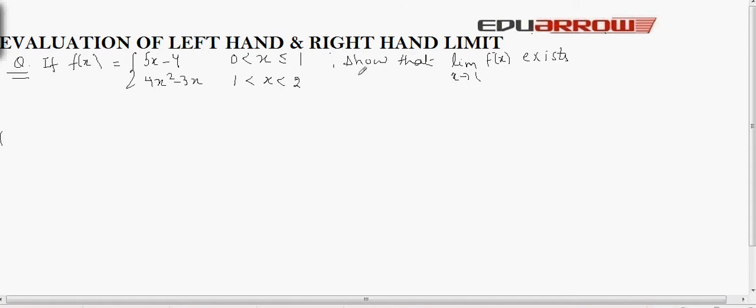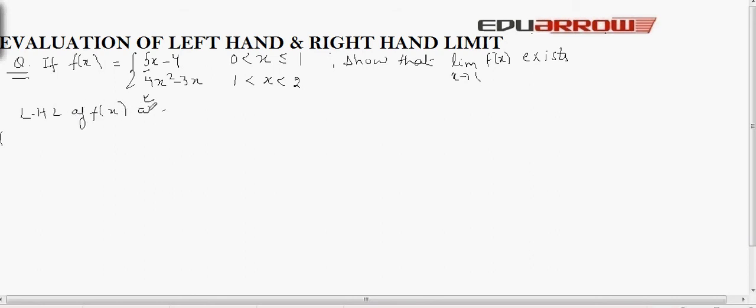So when we calculate its left hand limit at x is equal to 1, we will take this function, because here x lies between 0 to 1. And when x lies in 1 to 2, that is when we calculate right hand limit, we will take this function because x is greater than 1 in this case. So while calculating right hand limit, we will take this function, and while calculating left hand limit, we will take this function.